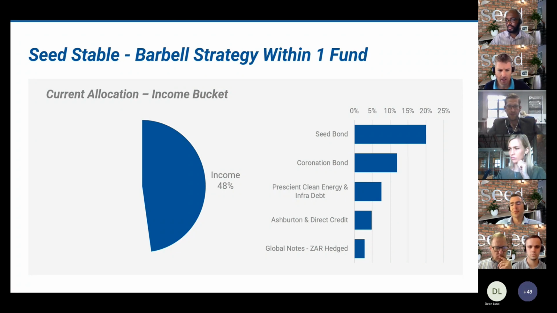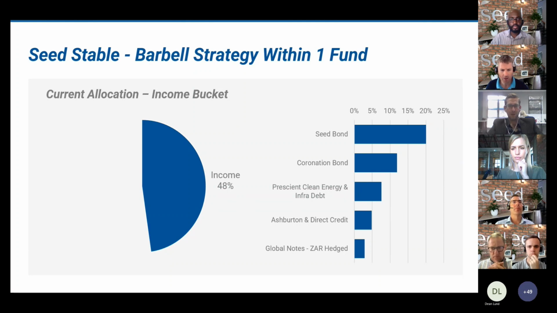So the clean energy and infrastructure debt strategies gain access to long-term capital-intensive infrastructure projects. As a result of the long-term nature of these projects, investors are generally rewarded with high yields on their investment.